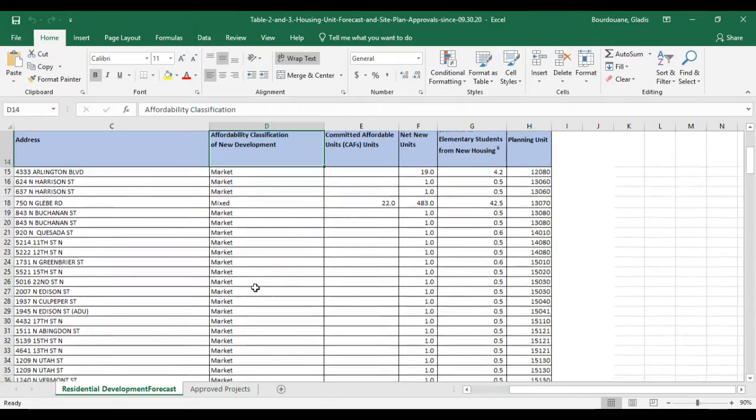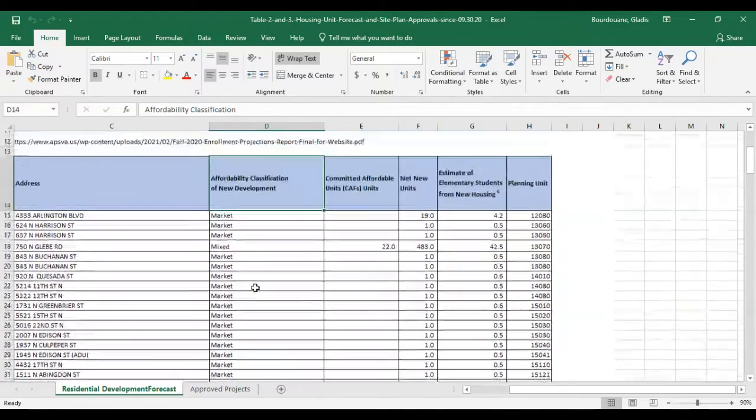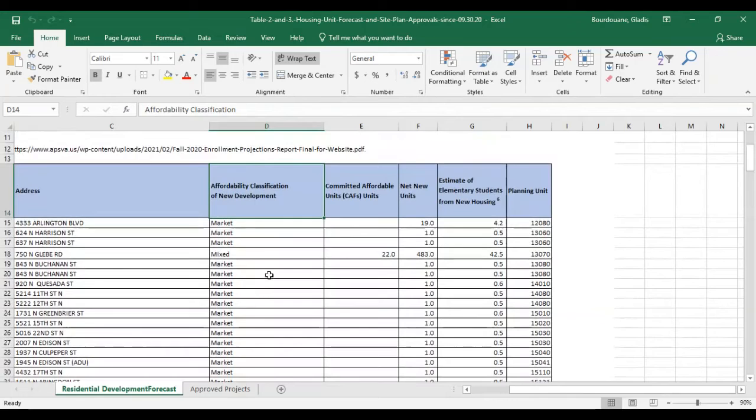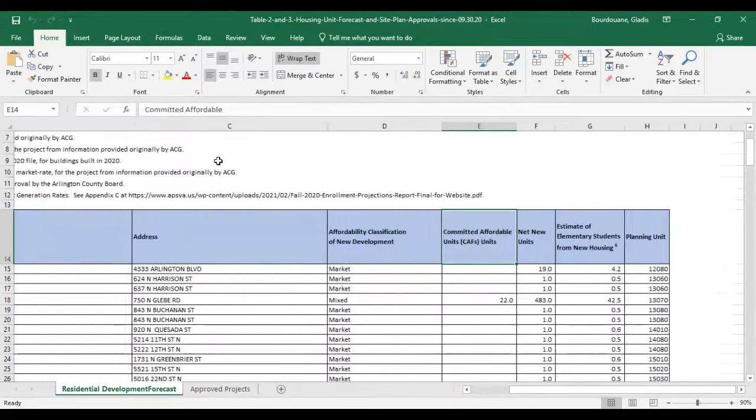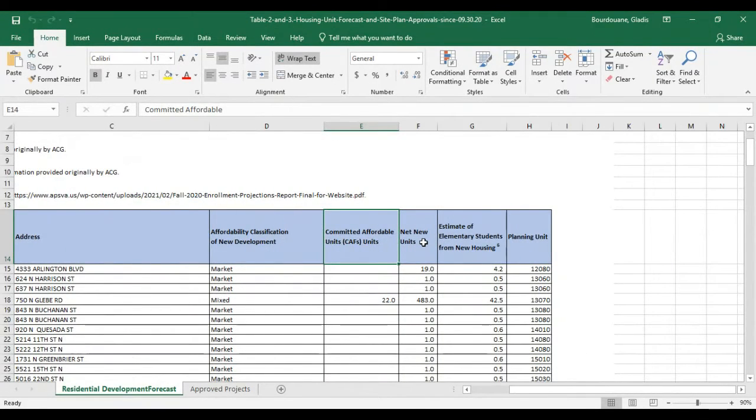And then another category that we have is committed affordable units, known as CAUs. Those are instances where the tenant is paying below market rent or there is a subsidy. And we have a definition for that in the methodology, as well as, I believe, in this table. Yep. And then the next column, I believe that's F, net new units.